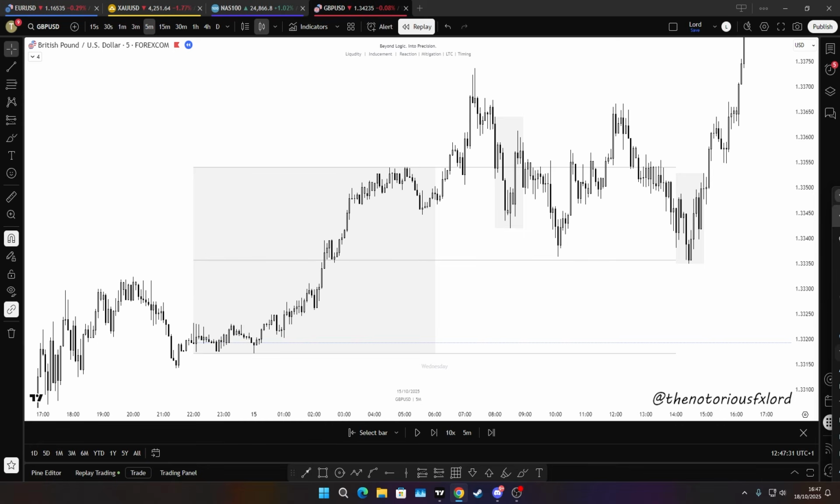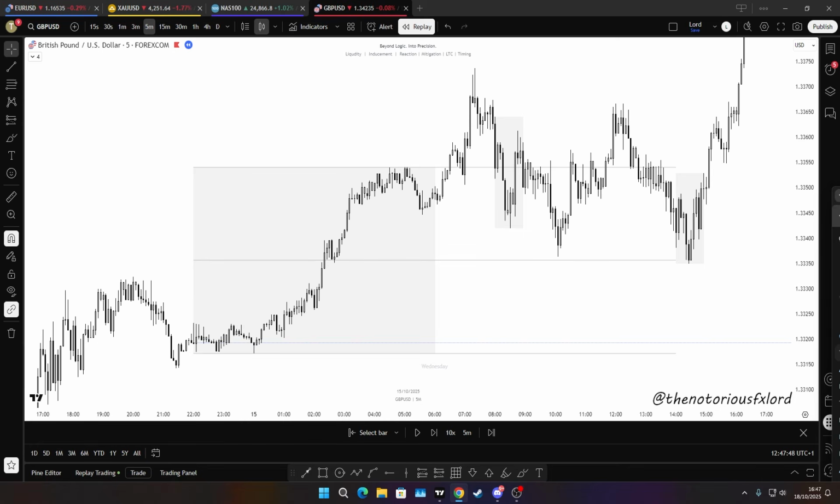Today I'll be breaking down a clean 7-hour counter trend trade that I took. It was based on simple inducement, and even though it was counter trend, the setup was very clean. It was very high probable. That's why I took it.